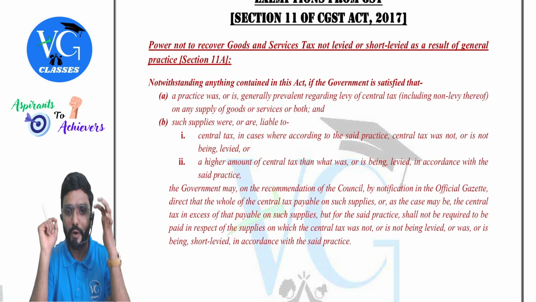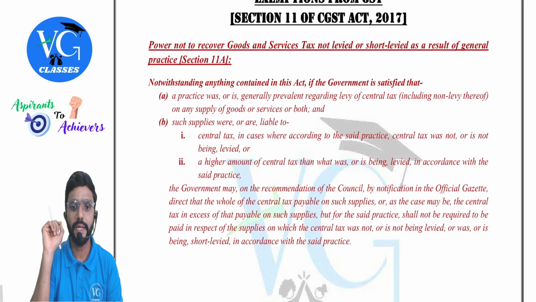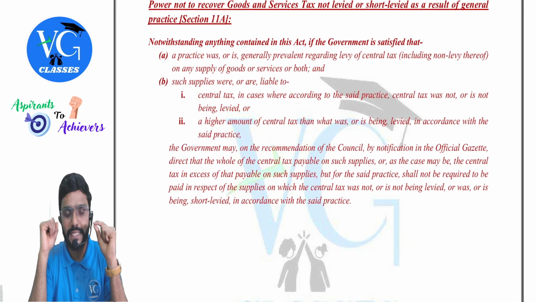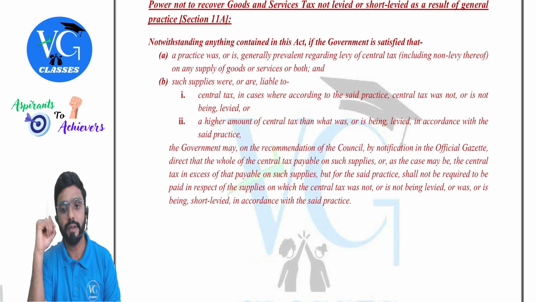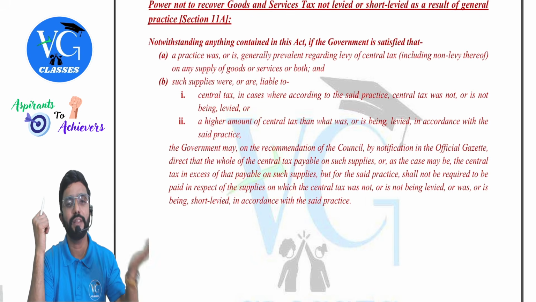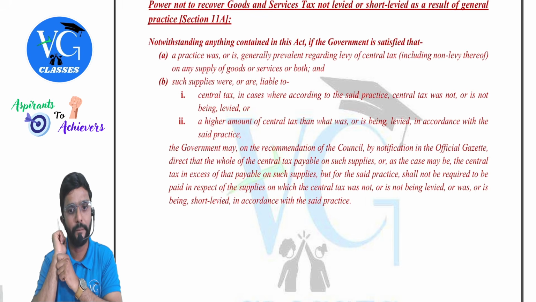Government. If the government is satisfied that a practice was or is generally prevalent regarding levy of central tax, including non-levy thereof, on any supply of goods or services or both, and such supplies were liable to central tax in cases where, according to the said practice, central tax was not or is not being levied, or a lower amount of central tax than what was or is being levied in accordance with the said practice. For example, actually the supplier was liable to pay 18%, but they understood that they have to pay only 12% and they have paid it. They are short paid. Okay.